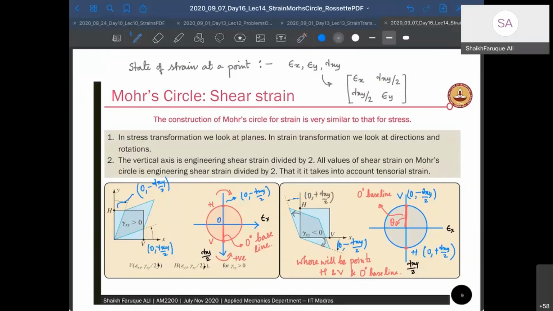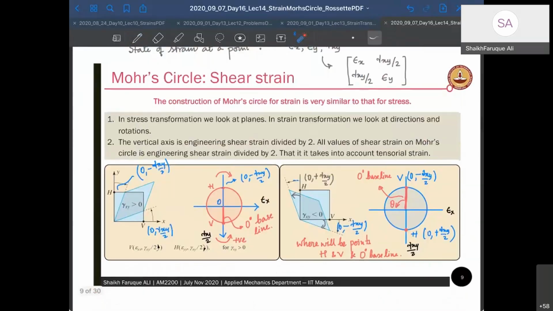All right. So yes, let us draw the Mohr circle. This is my axis for the Mohr circle. Now this point V is 0 comma minus gamma xy by 2. So this is 0 and minus is the upward side. So I got a 0 degree baseline and I can draw the circle now. So this becomes your V point and this becomes your H point. Clear? I'll wait for a minute for you to digest and check whether you are okay with it.